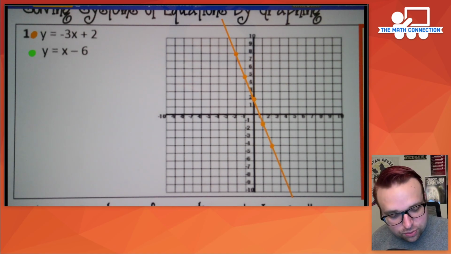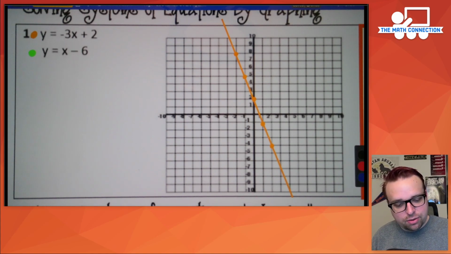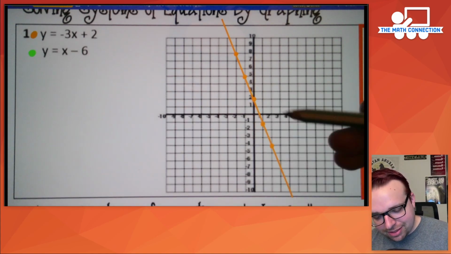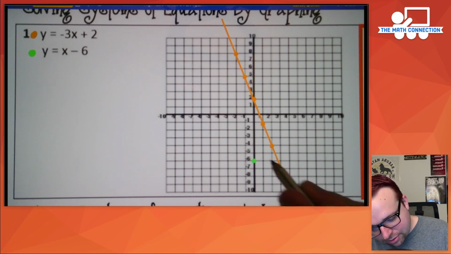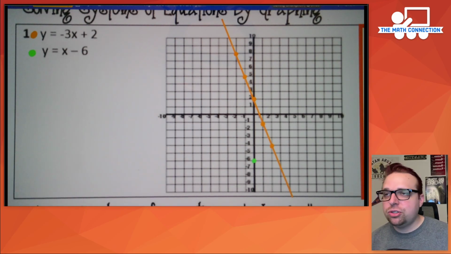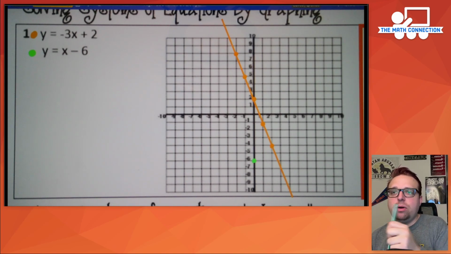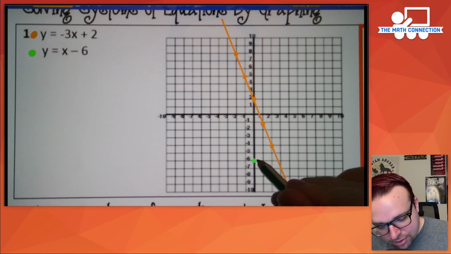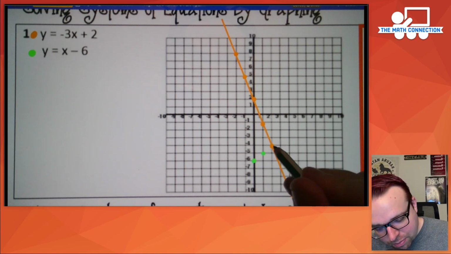Done. Okay, switch colors. We did green for the other line. So the y-intercept is -6. You have a dot. The slope here is just 1. So it's up 1 over 1, up 1 over 1, or down 1, left 1, down 1, left 1.